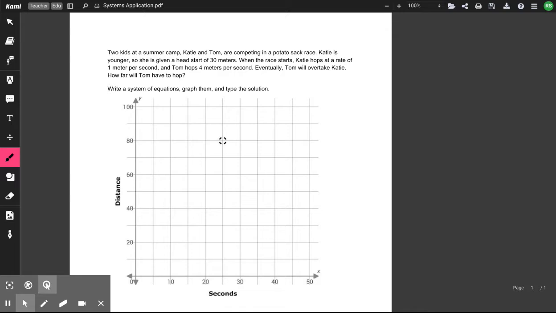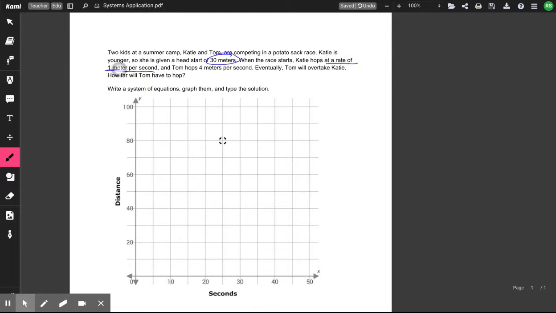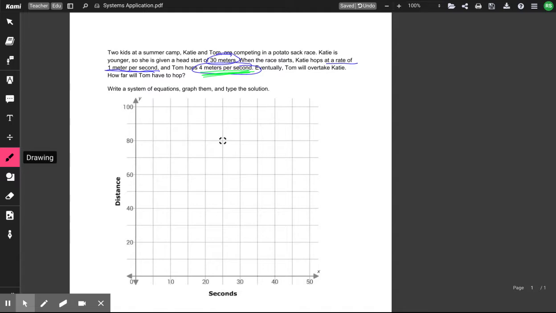Katie is younger, so she's given a head start of 30 meters. When the race starts, Katie hops at a rate of 1 meter per second. So a couple of things we should be thinking about right now. She's getting a head start, and we know that she is traveling at a rate of 1 meter per second. So there's our rate. Remember, we're working with linear equations. Tom hops 4 meters per second. There's his rate. So he's at 4 meters per second. Eventually, Tom will overtake Katie. We want to figure out when that would happen.